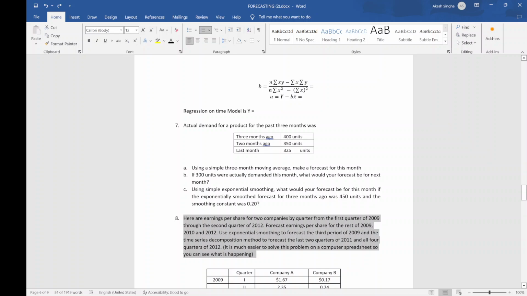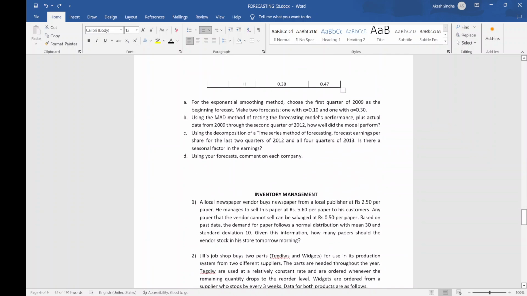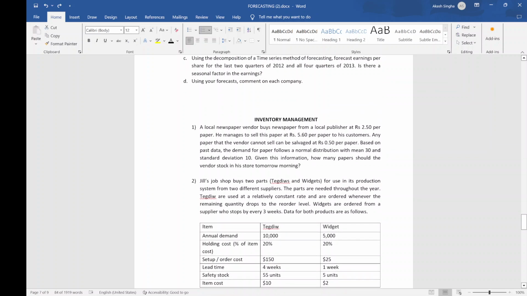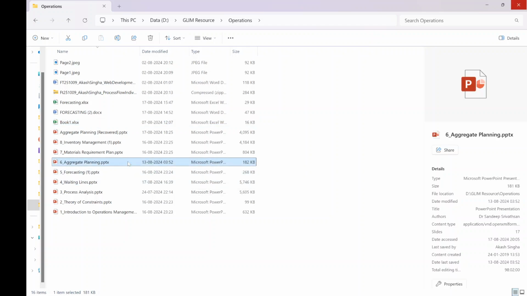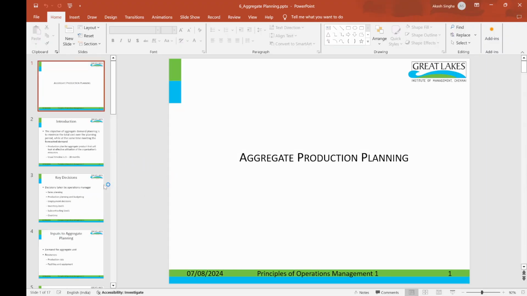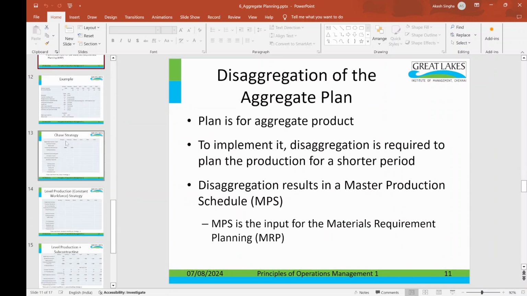Using a simple 3 months moving average, which we know, make a forecast for this month. If 300 units are actually demanded, forecast for the next month, we know that also. Using simple, yeah, we know this problem. Now comes, I guess, after forecasting, aggregate planning. Theory, I'm not going through the theories, just go through the PPT.